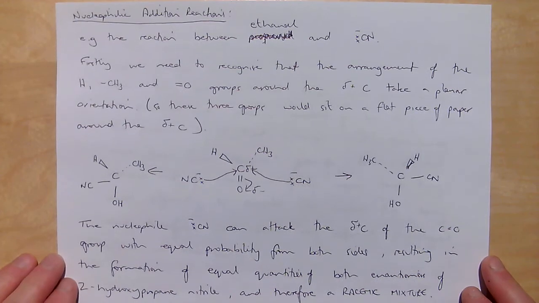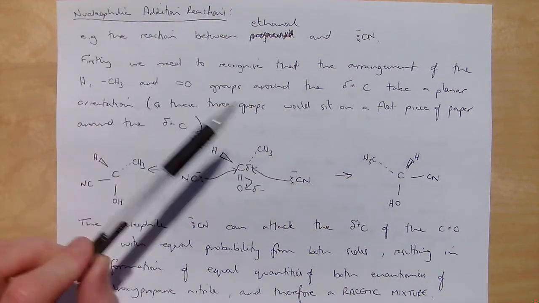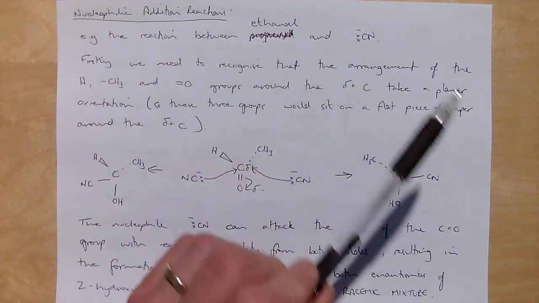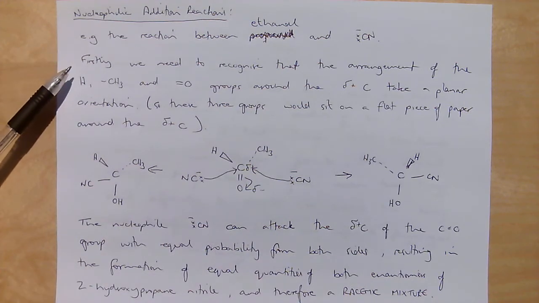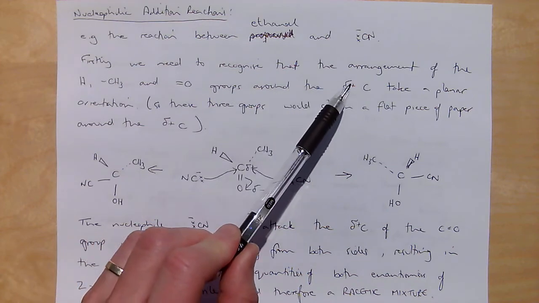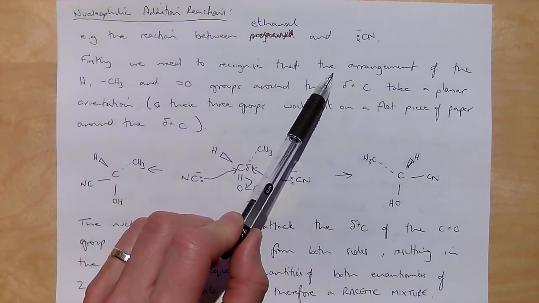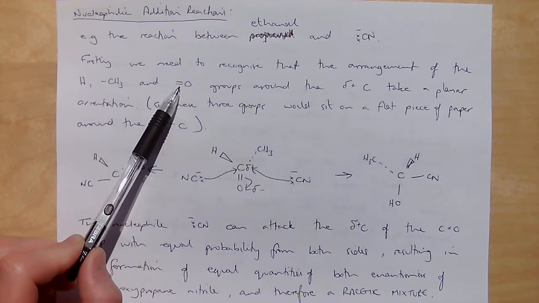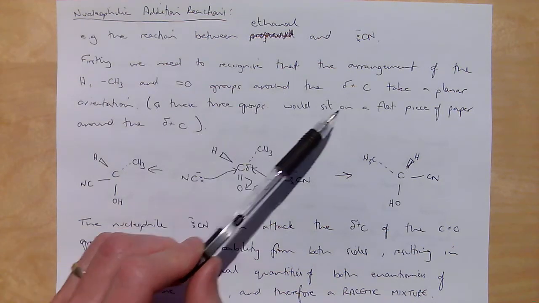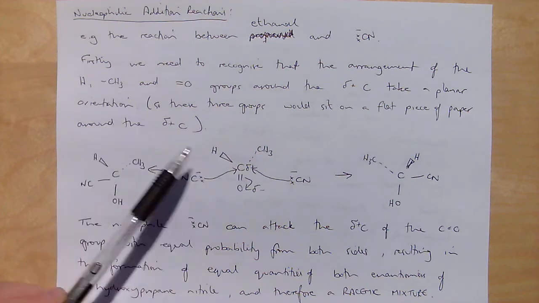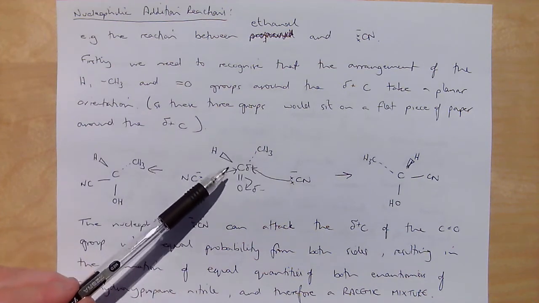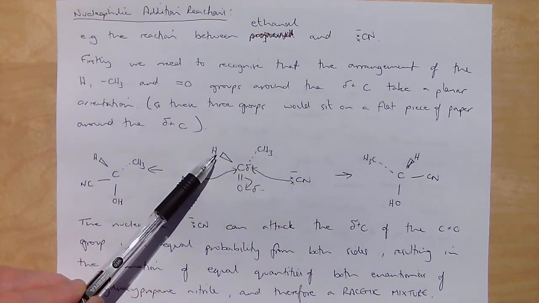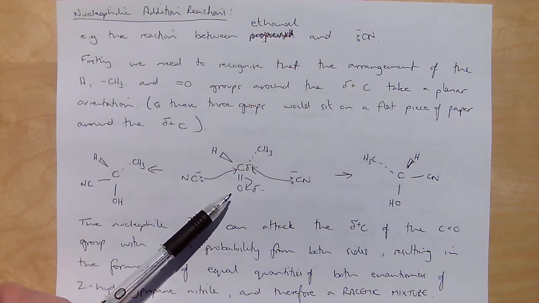So let's take the reaction between ethanal, an aldehyde, and the CN- nucleophile, the cyanide nucleophile. Firstly, we need to recognize that in the ethanal, the arrangement of the H, the CH3, and the double bond O groups around this central delta positive carbon take a planar orientation. So around this central delta positive carbon, I've got a CH3 group, an H and an O, and they are all planar.